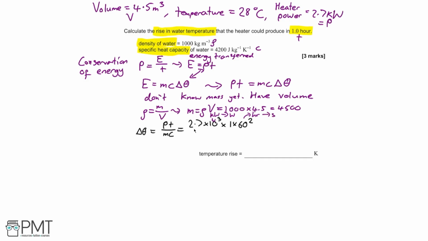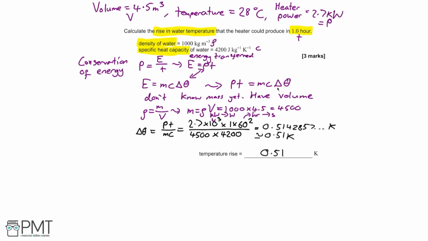Then, on the bottom of this equation, we have the mass, as we worked out before, as 4,500. That would be in kilograms. And then we can multiply that by the specific heat capacity, 4,200, like so. This gets us a value of 0.5142857 Kelvin, which is approximately equal to 0.51 Kelvin. Therefore, our answer is just that.